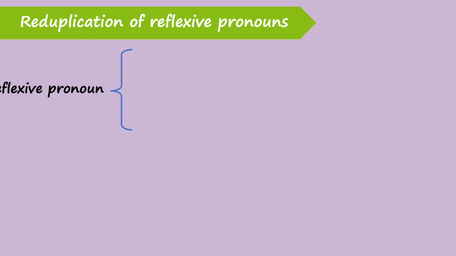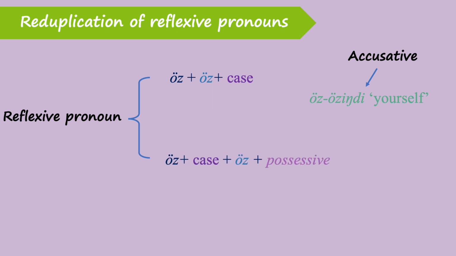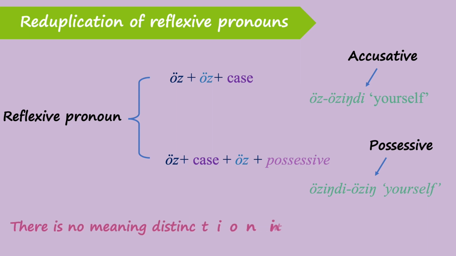The reflexive pronouns can be duplicated to stress the person himself or herself. In such a case, the reduplication can produce two different forms. The first way is that the second öz takes the case markers. Example, öz özüңді, yourself. Here the second özüңді is in the accusative case. The second way is that you swap the order, but the last öz should be in the possessive ending. Example, özüңді, özüң. The good news is that there is no meaning distinction in the context, so you can choose only one of them.